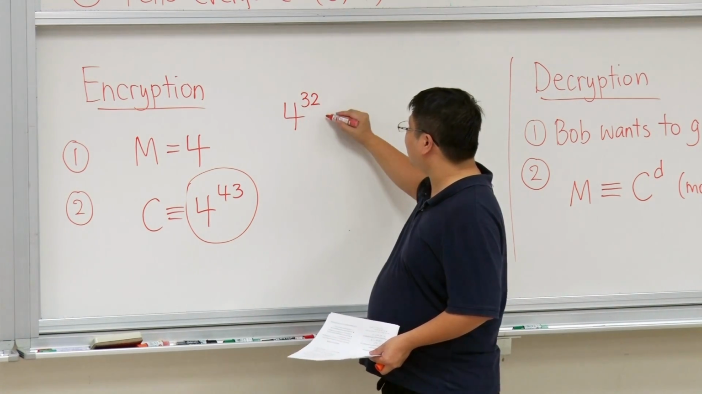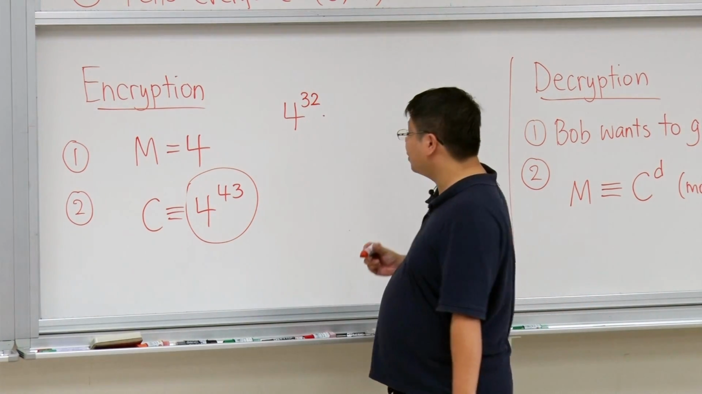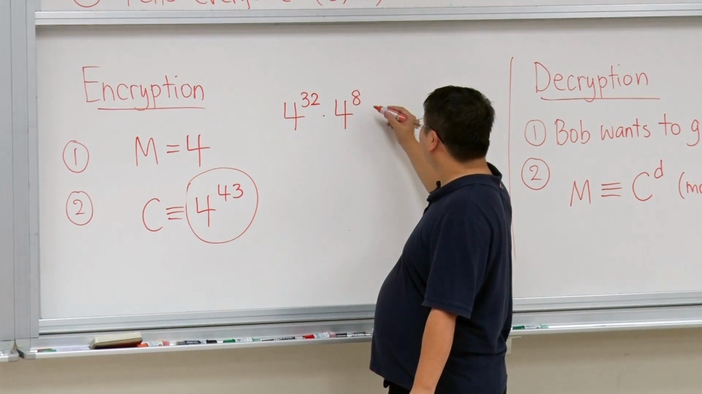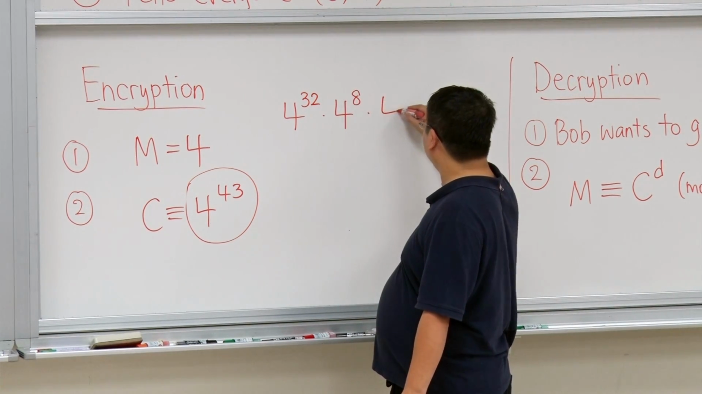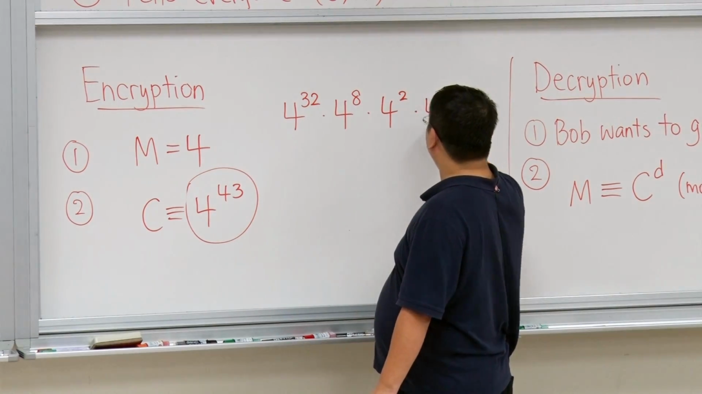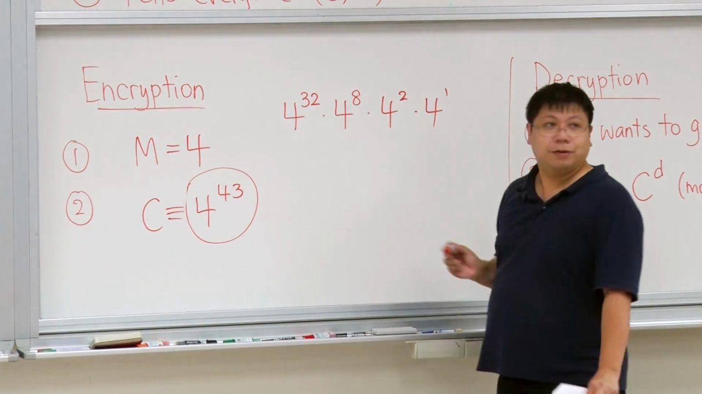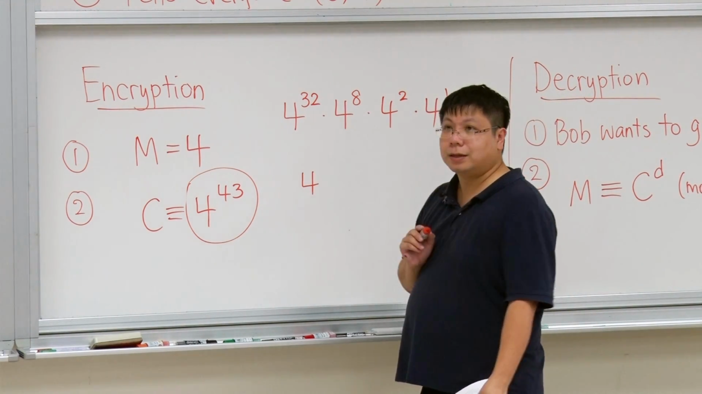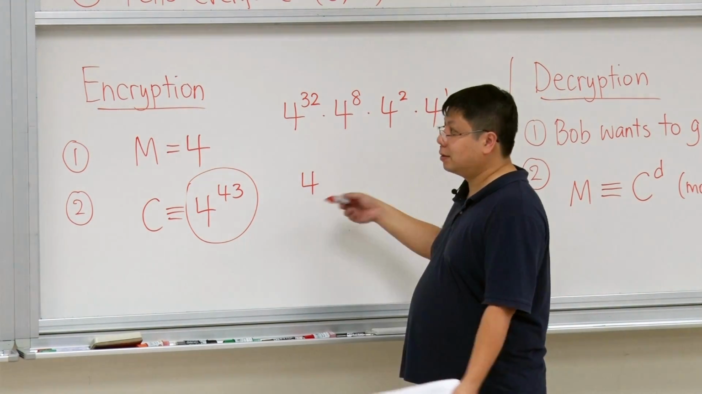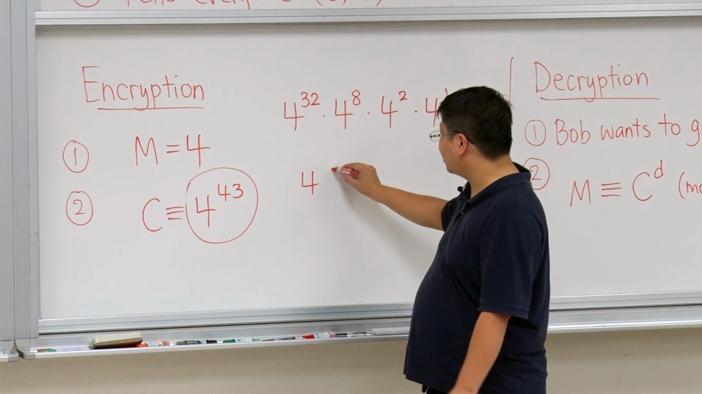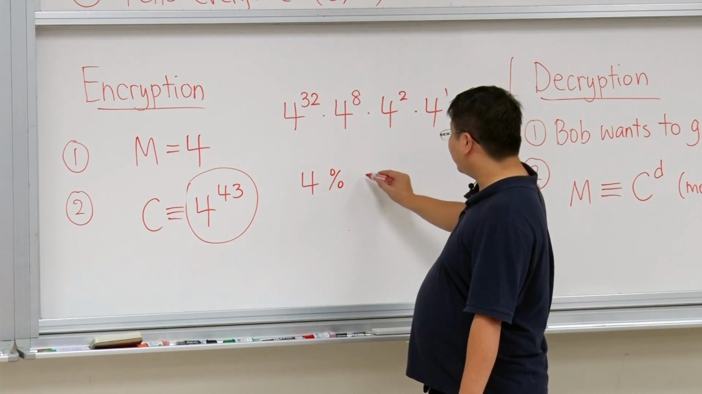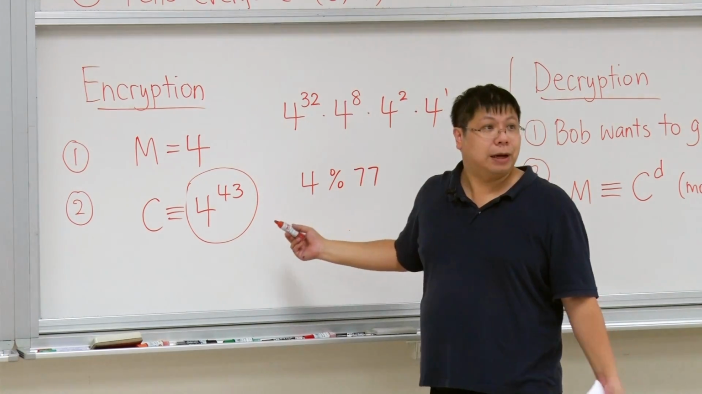So 43 is equal to 32 plus 8 plus 2 plus 1. So this is equal to 43. What we are going to do is try to get 4 modulo our n. What is our n? n is 77. We get this one, so we can get this, right?